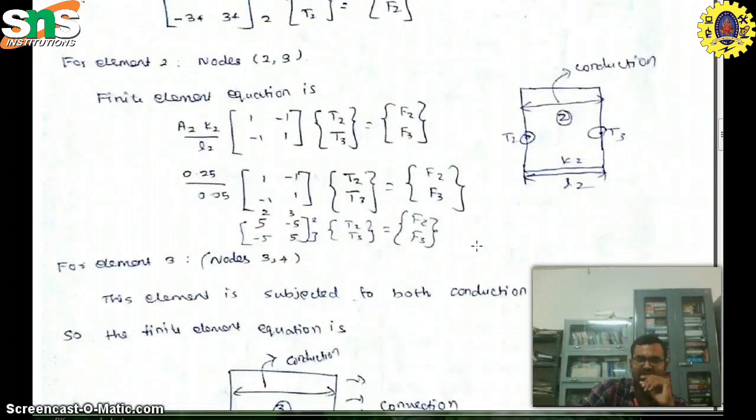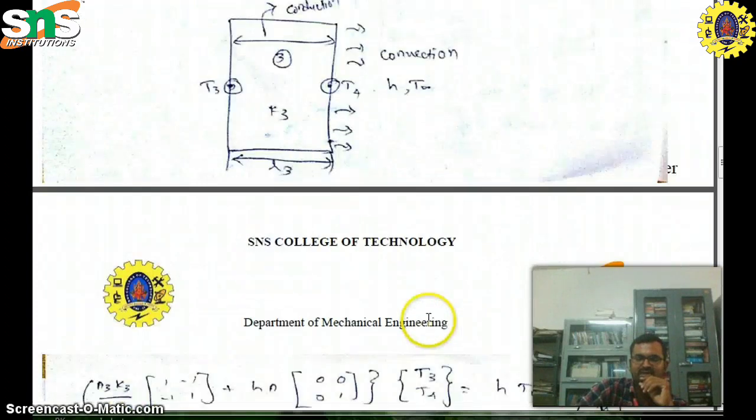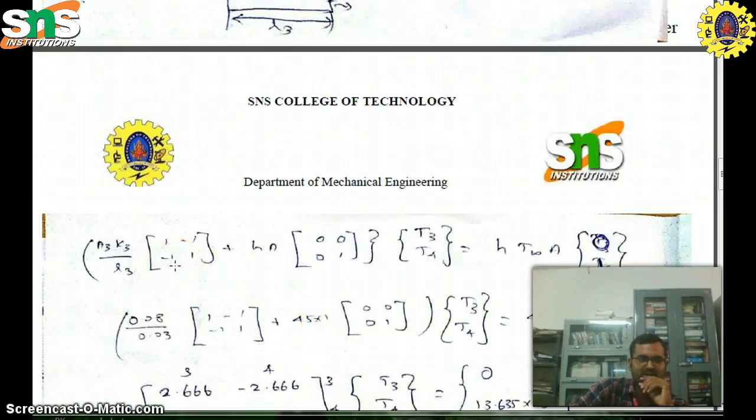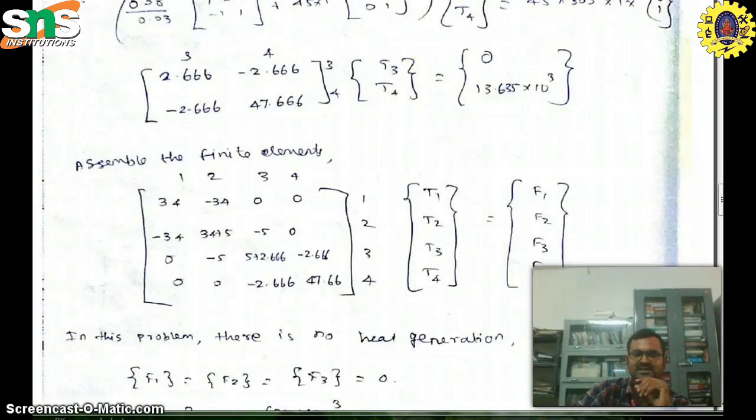After that, the third element is subjected to both conduction and convection. So for the finite element equation with conduction and convection, we can use that relation, including the h T infinity A term. So we can find the third finite element equation. Assembling these three finite element equations, we get the assembled equations. In our previous problem we got a 3 by 3 matrix; here we get a 4 by 4 matrix.